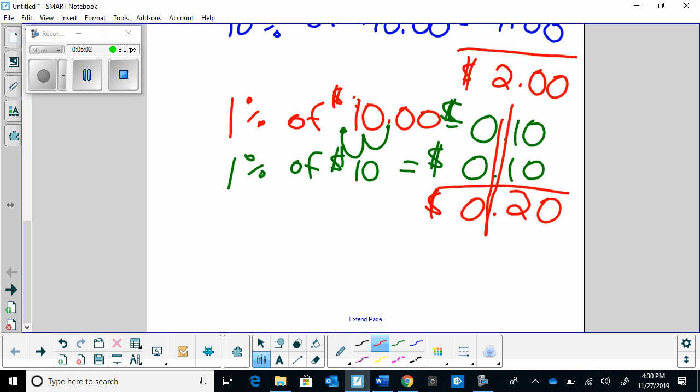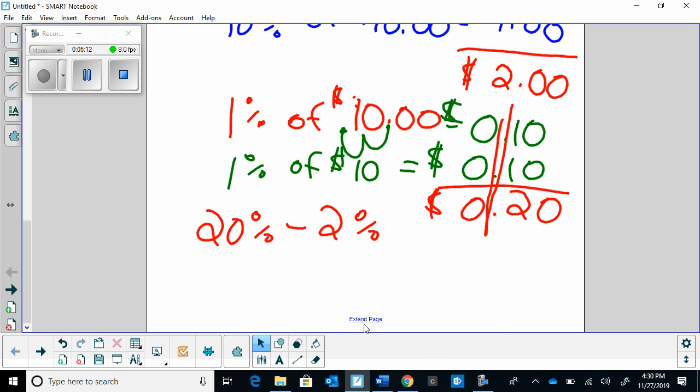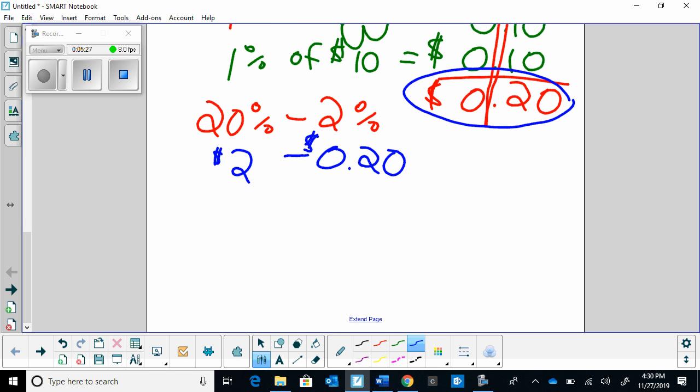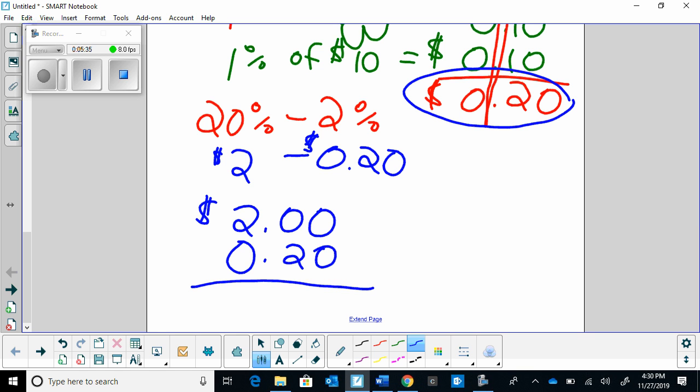Making sure that our decimals line up, and then we add them up. So now, if we think about it, what we said is we need 20% minus 2%. Well, we calculated our 20% up here. 20% was $2. Let's do $2 minus our 2%. Well, we said 2% of 10 was 20 cents. So what's $2 minus 20 cents? Another way to do this is I line them up, and I make sure to line up my decimal points. We always need to make sure our decimal points are in the same spot.